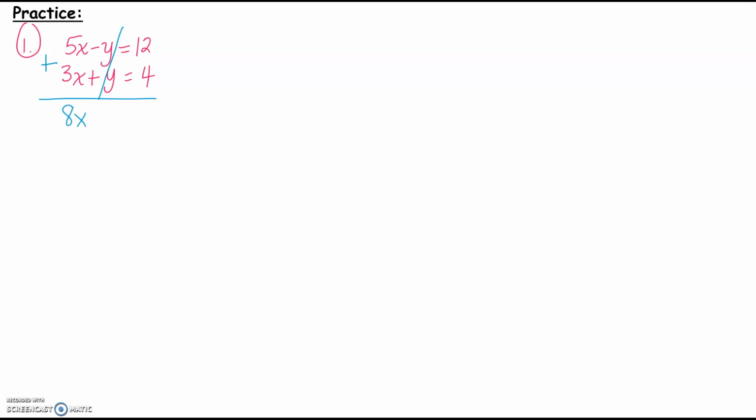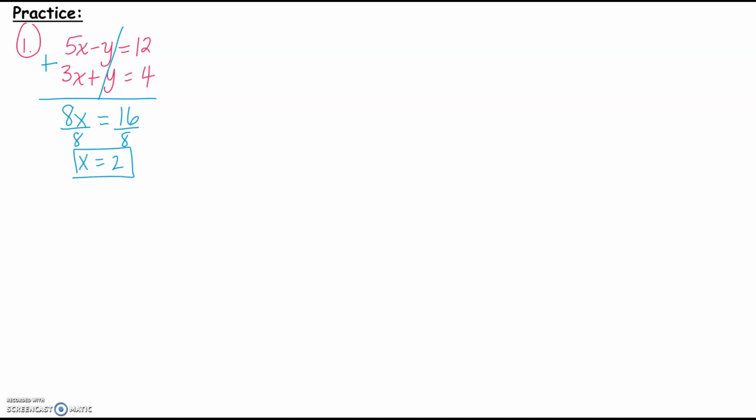-1y plus positive 1y is gone. It's eliminated. That's what we're trying to do, get this to solve in terms of one variable. And 12 plus 4 is 16. To get x by itself, I divide by 8 and x equals 2. Now I have part of my solution.